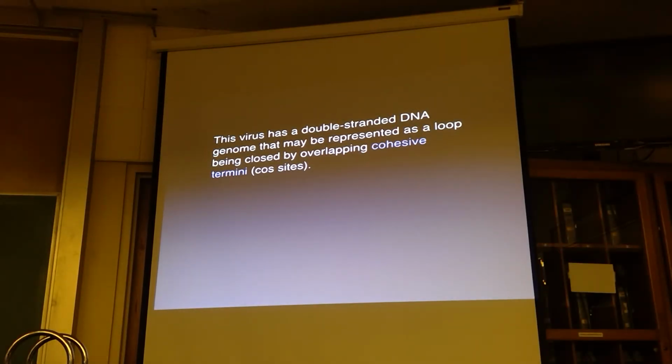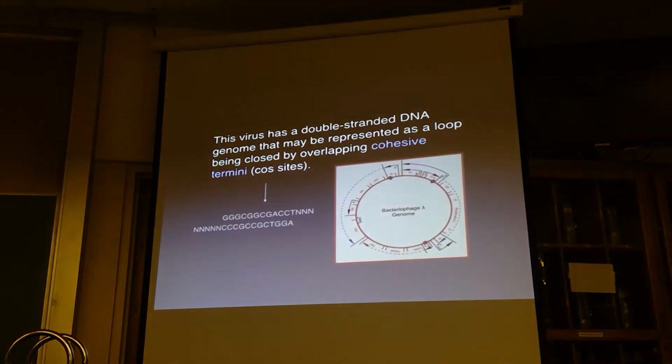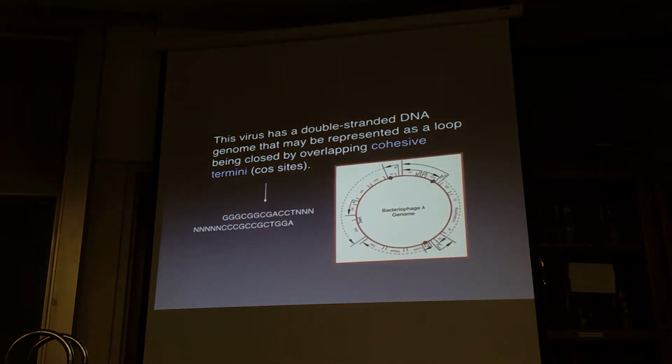So this is a double-stranded DNA type virus. It has a genome that's double-stranded DNA, which makes sense. That's why it can incorporate into the host cell chromosome. Again, that genome is not really covalently closed circular DNA. It's linear DNA, where the two strands are held together by these overlapping cohesive termini.